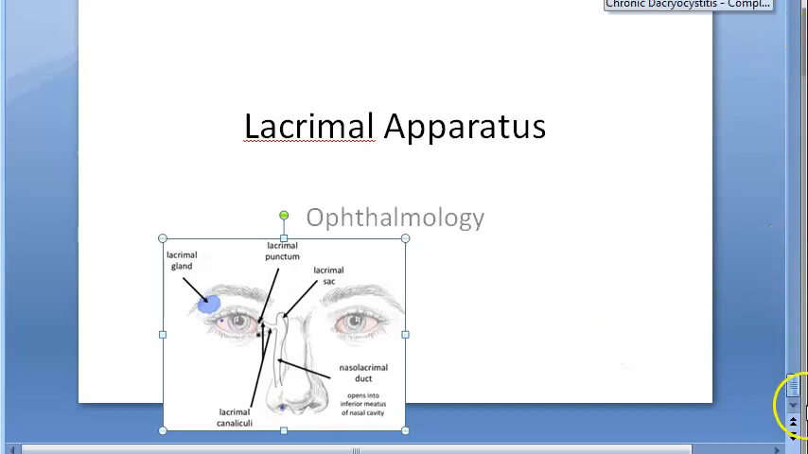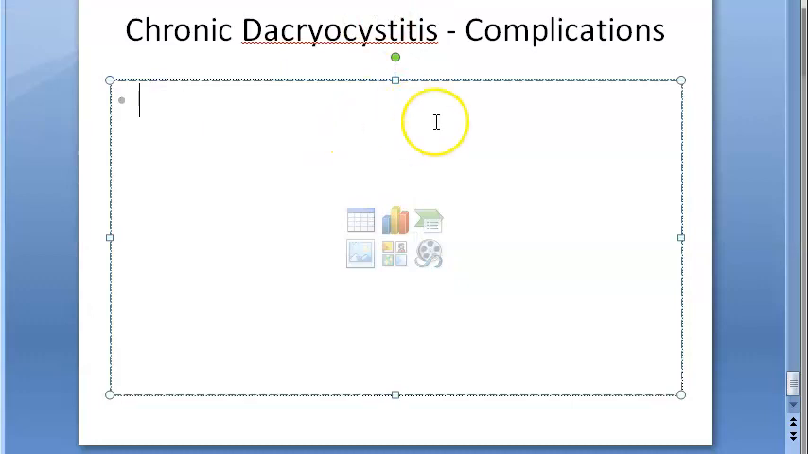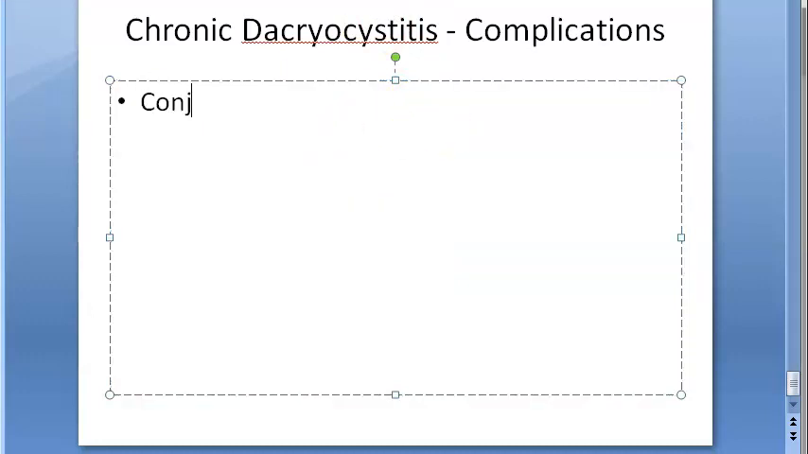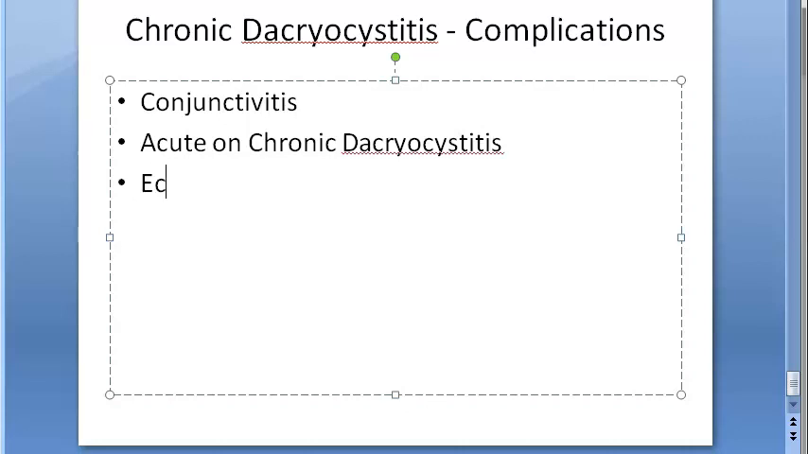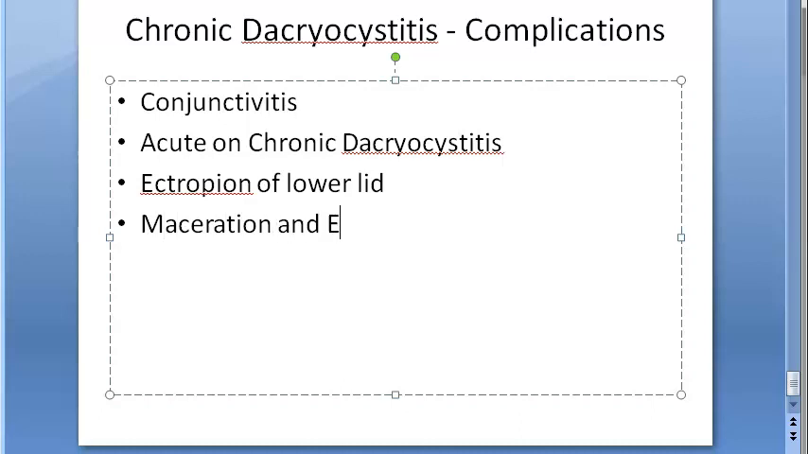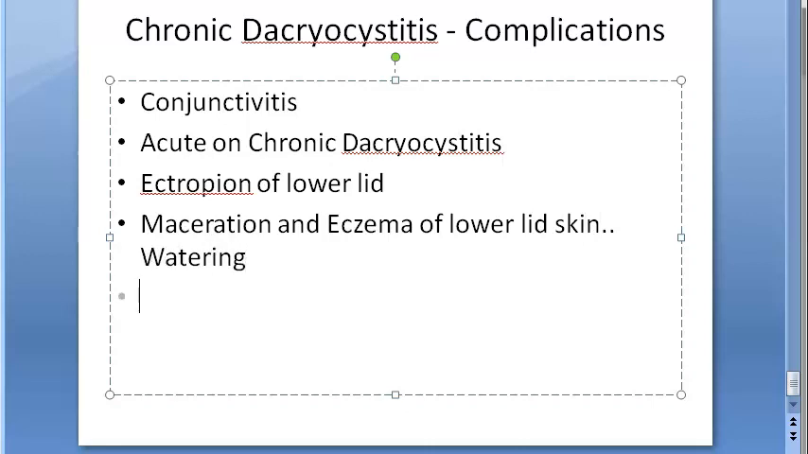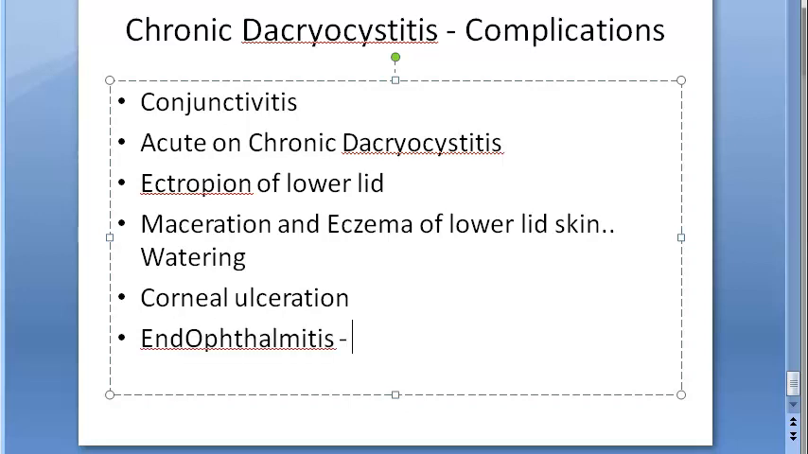So we have looked at the complications. Let us list them now. Conjunctivitis, very easy to say. Then acute on chronic dacryocystitis, then ectropion of the lower lid, then maceration and eczema of lower lid skin because of continuous, prolonged watering. Then corneal ulceration, then high risk of developing endophthalmitis, that is, aqueous humor and vitreous humor also get infected.